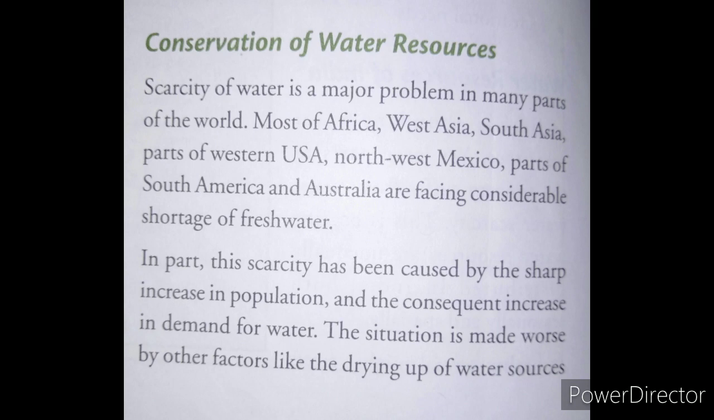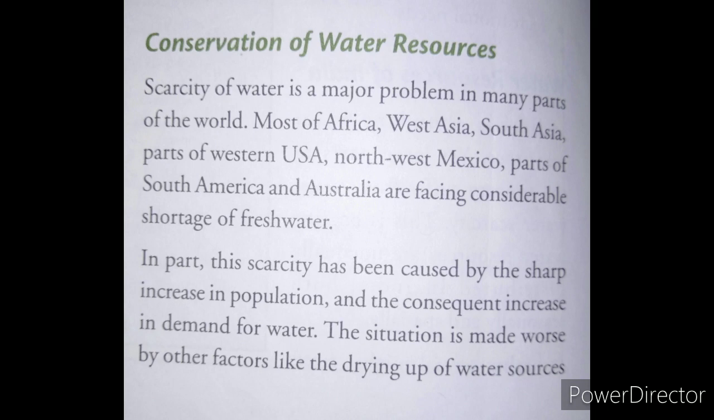So basically children, whatever names I have taken right now, all these countries are suffering from the scarcity of fresh water. Fresh water is not abundant, it is not up to the mark. In part, this scarcity has been caused by the sharp increase in population and in demand of water. This situation is made worse by other factors like the drying up of water sources and water pollution. So all these countries I mentioned are suffering from water scarcity. And I'm talking about fresh water.